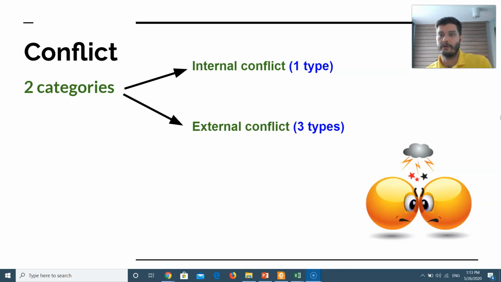Okay. Now, we have two categories of conflict, internal and external. But we actually have four types of conflict. I'll explain that in a moment. But I want to point out here that although we're only learning about four types of conflict today, there are actually more. But you only have to concern yourself or worry about these four types that we're going to be learning about today.